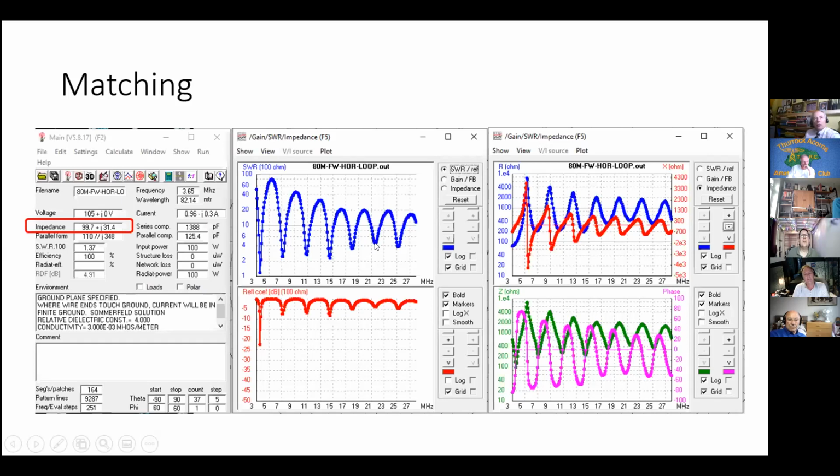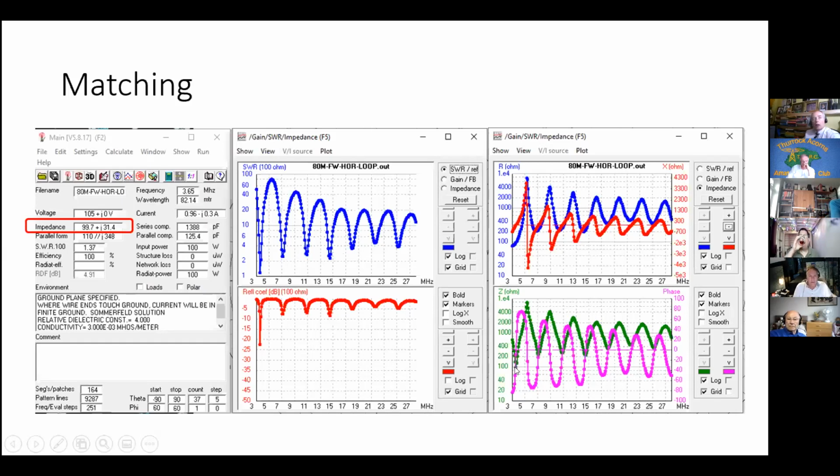There is something at 18 meg. At 21 meg, it's 4 to 1, and it is beginning to show signs of matching if you go a bit towards the high end of the 10-meter band.